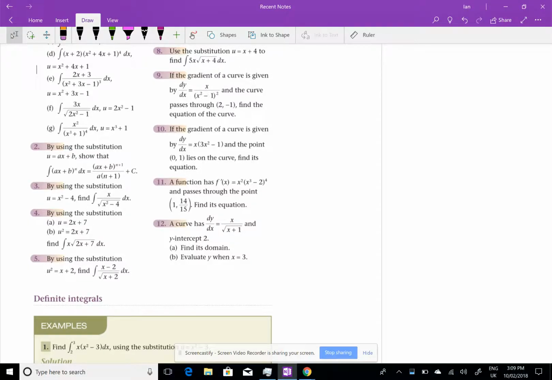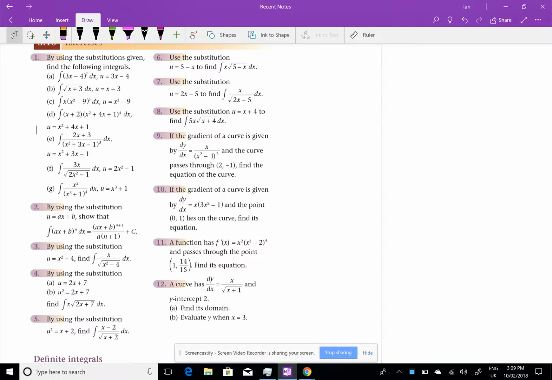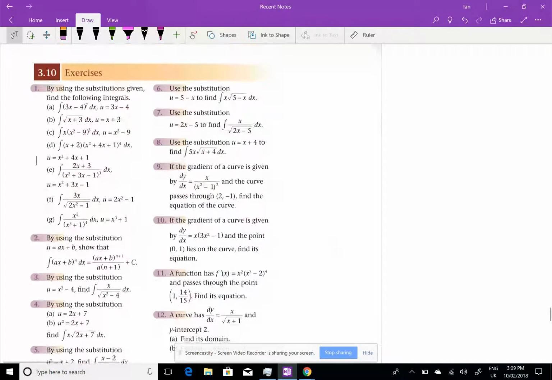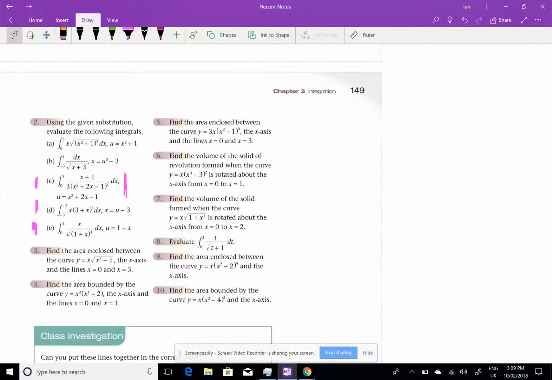Righto, Year 12, I will now have a go at some of these questions from 2 to 12. Remember, don't spend too much time on these ones, particularly if they're an area one. I told you not to do 9 and 10. You can have a go at them, but don't worry too much. They don't ask you to do areas via substitution. They just ask you to do integration via substitution.